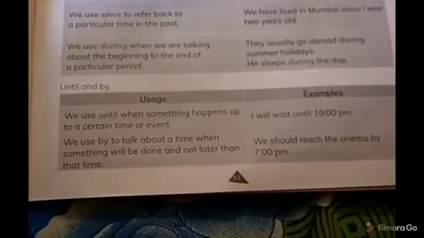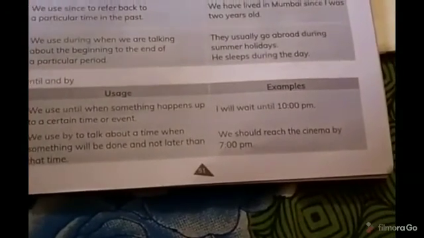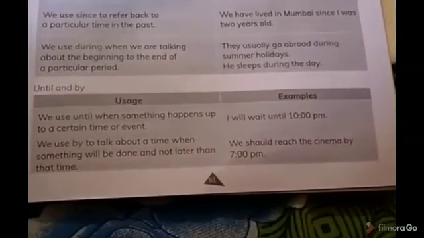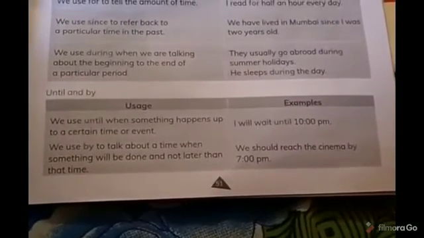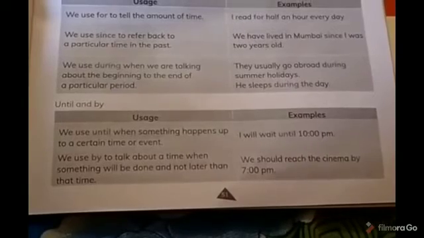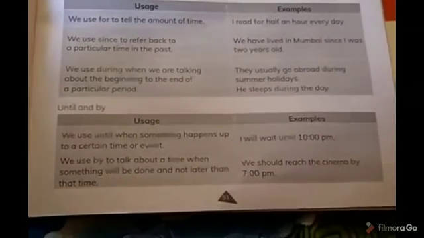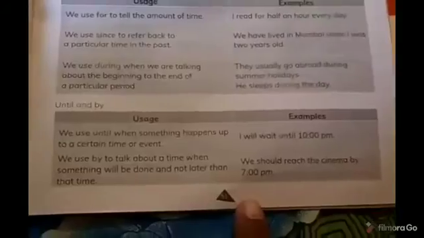And the second one, we use by to talk about a time when something will be done and not later than that time. So we should reach the cinema by 7. It means this is a particular time when something has to be done and it can't be done after that time, so that's why I used by. Alright students, in this video I just tried to explain these prepositions to you.